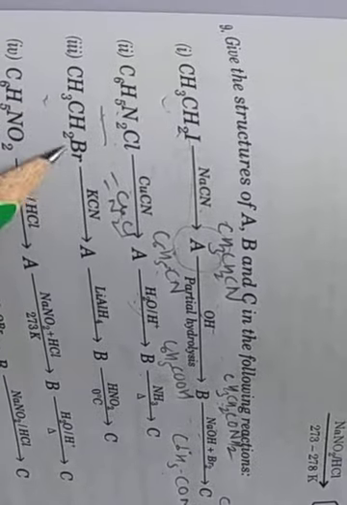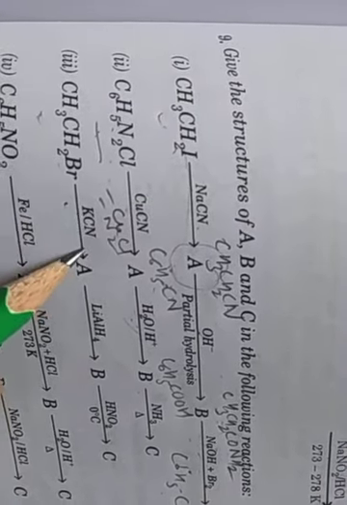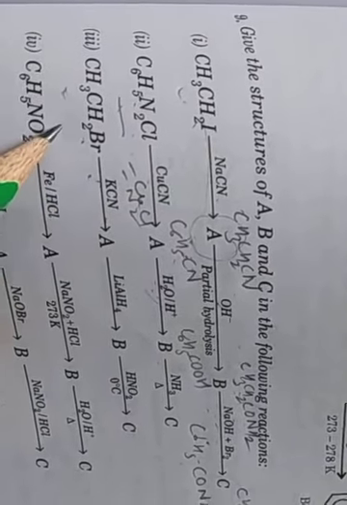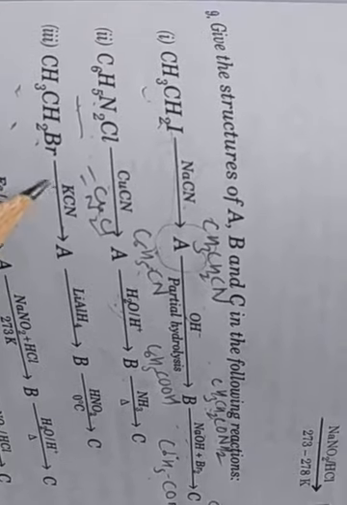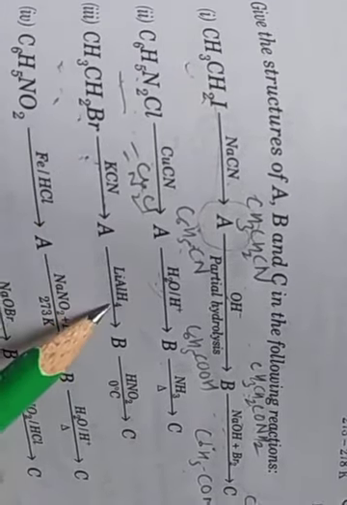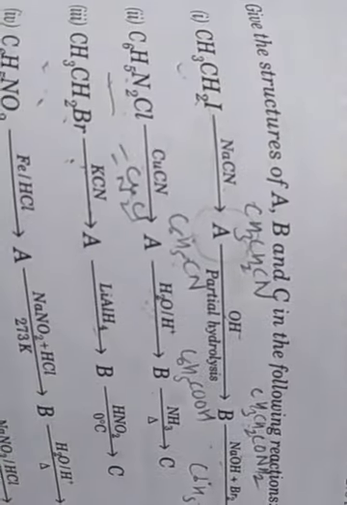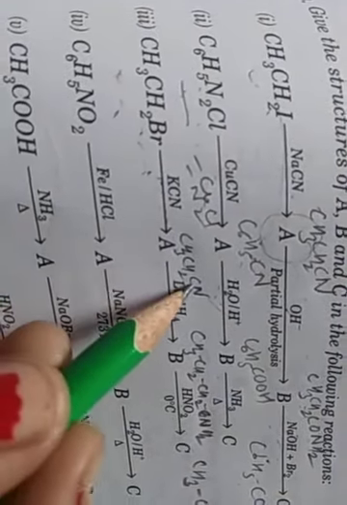Then next CH3CH2Br. React with the KCN. So KBr out and cyanide attach. And then again CH3CH2CN. Bromine replaced by the potassium, so cyanide attach. So CH3CH2CN.